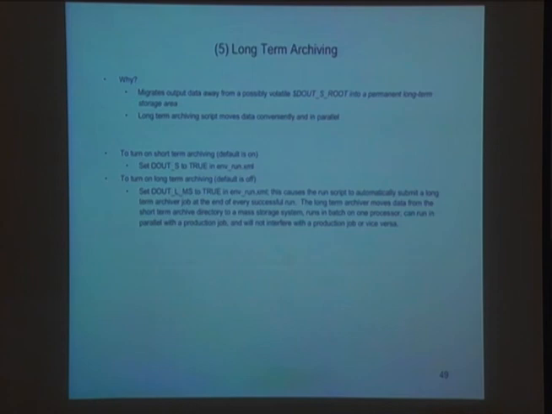At NCAR, the only really permanent location is the mass store. The short-term archive location, while it's handy for collecting your output data all in one place and separating it out from things you don't really want, is not actually a permanent place. The operating system will come and scrub that data for you. You've got to get it out of there into a permanent location.